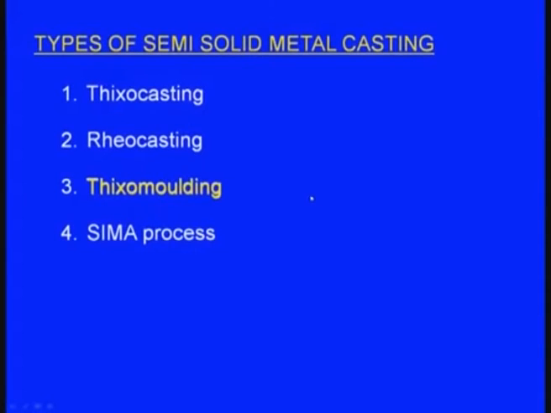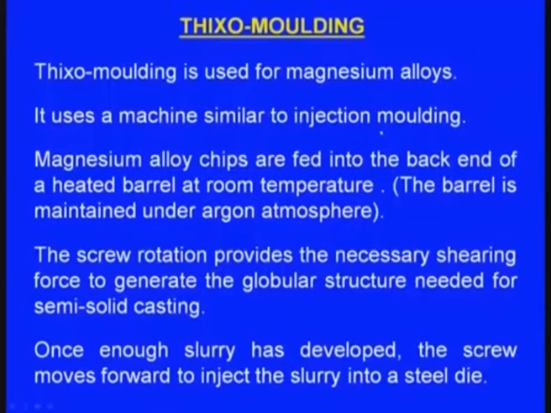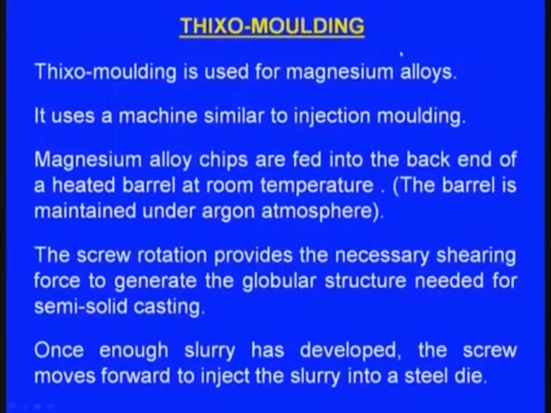Next one, Thixomolding. What is this Thixomolding? Thixomolding is used for magnesium alloys. This can be used only for magnesium alloys. It uses a machine similar to injection molding. Generally, this injection molding is used for producing plastic components. So, a similar machine is used for Thixomolding.